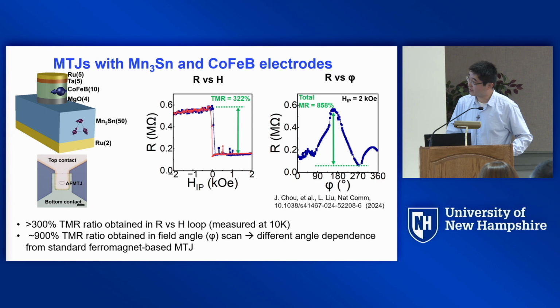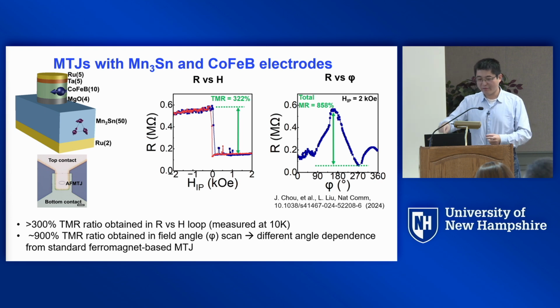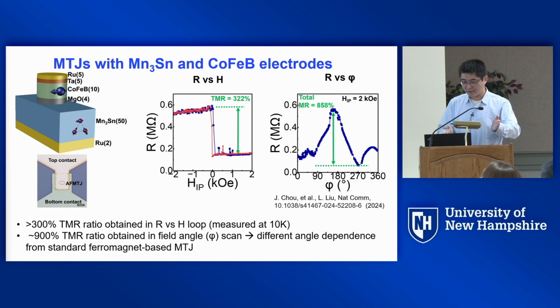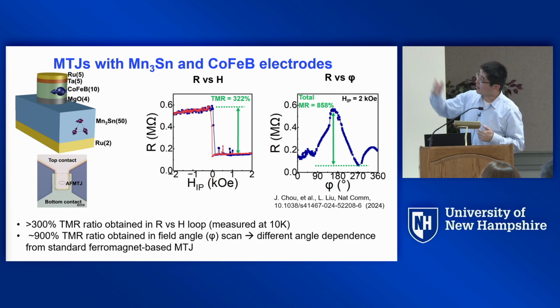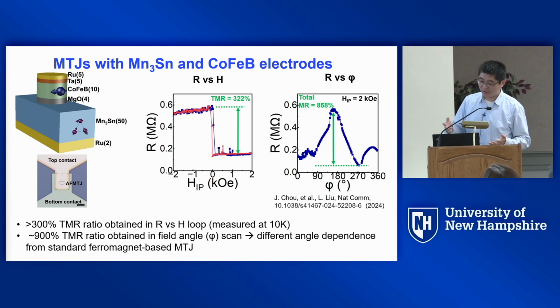MTJs, magnetic tunnel junctions. Another interesting feature that we observe is that the angle dependence is quite strange, because usually when you rotate the magnetic field in the plane, you get 360 degrees periodicity, so the highest and lowest resistance happen 180 degrees apart. But in this case, it's about 90 degrees apart. And if you count the highest and lowest point, the magnetoresistance is even larger, almost 900%. So why is there such a strange angular dependence? We don't fully understand yet.